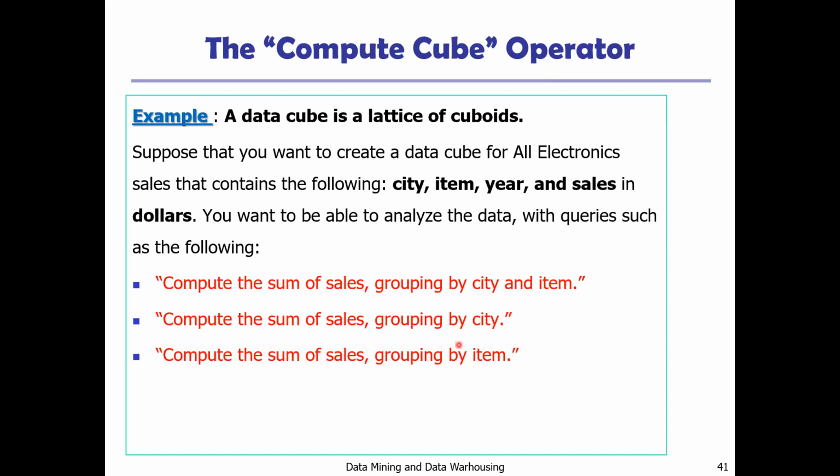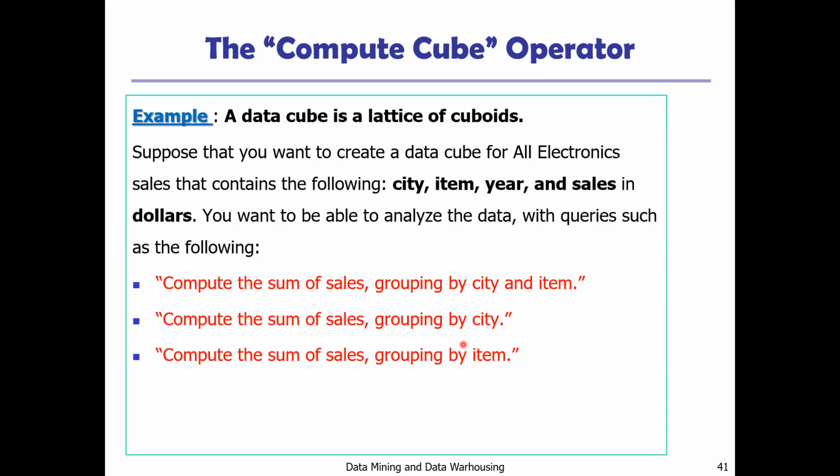Compute the sum of sales grouping by city. It means that we'll be calculating the sales in Vancouver, regardless of item, the sales in Toronto, regardless of item, the sales in New York, regardless of the item, and the sales in Chicago, regardless of the item.